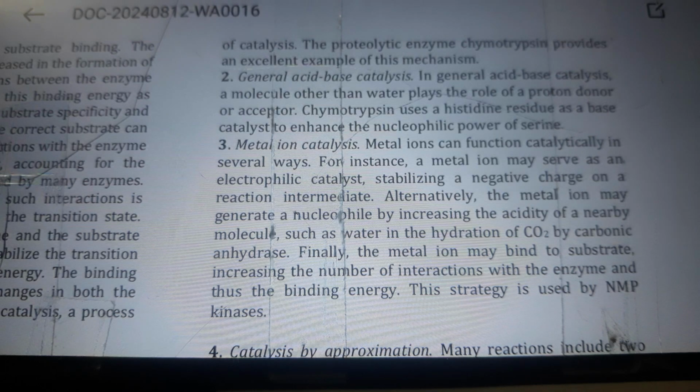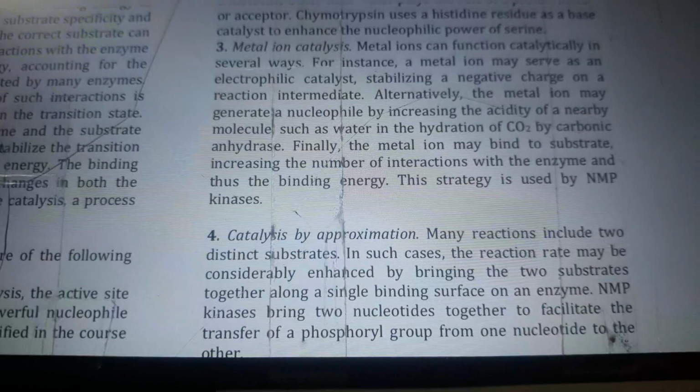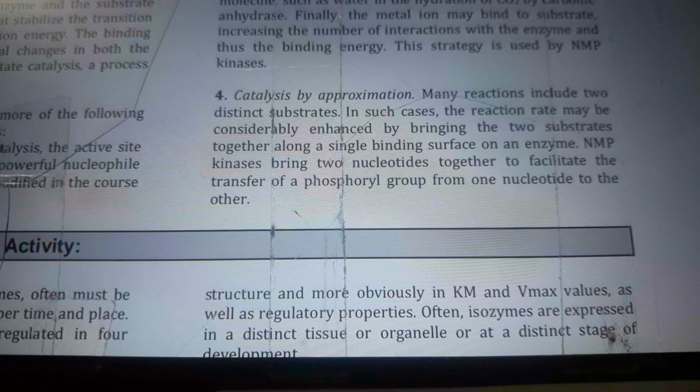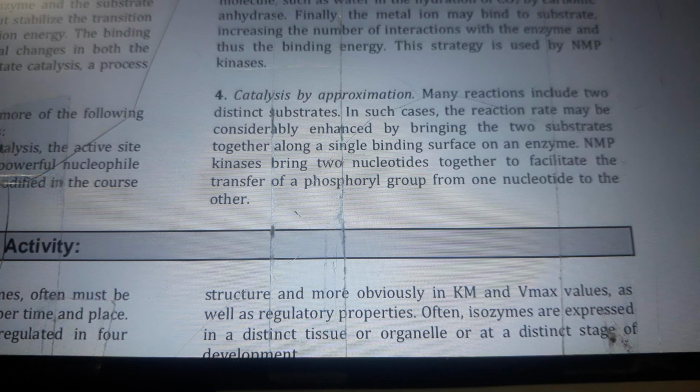3. Metal ion catalysis. Metal ions can function catalytically in several ways. For instance, a metal ion may serve as an electrophilic catalyst, stabilizing negative charge on a reaction intermediate. Alternatively, the metal ion may generate a nucleophile by increasing the acidity of a nearby molecule, such as water, in the hydration of carbon dioxide by carbonic anhydrase. Finally, the metal ion may bind to substrate, increasing the number of interactions with the enzyme and thus the binding energy. This strategy is used by NMP kinases.